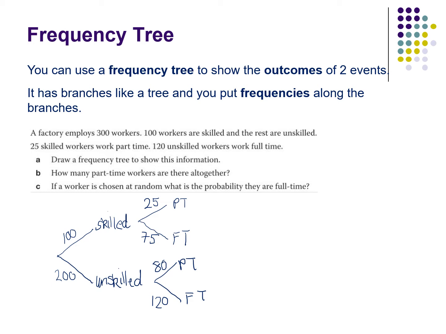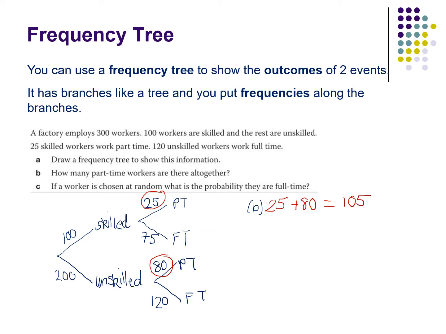So that is what a frequency tree would look like. You can see it's got different categories, it's got branches, and then along the branches we write frequencies or numbers of things. Now what we can do is we can read some values off of this to help us answer some questions. So the first one says how many part-time workers are there altogether? So what we need to do is we need to identify on our diagram which are the branches that represent part-time. So you can hopefully see, well, we've got those that are part-time and we've got those that are part-time. So altogether, part-timers, bit of working, 25 plus 80, which is 105.